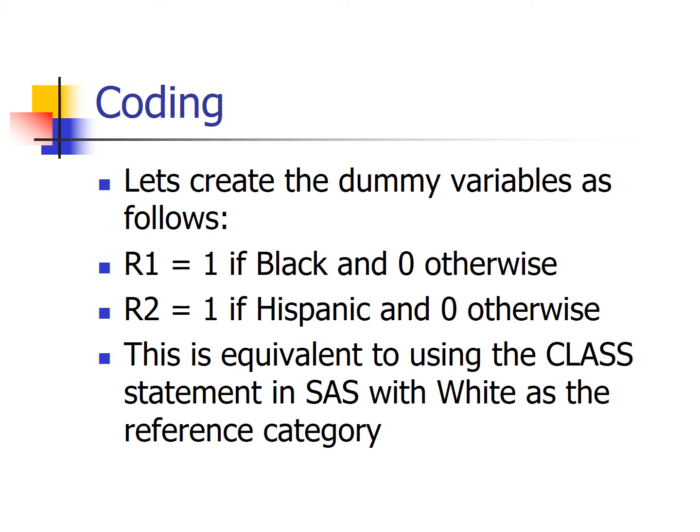Now, coding the dummy variables this way is equivalent to using the class statement in SAS with white as the reference category. This really is a big time saver, isn't it? Man, I wish I had taught us this back in Stat 512.